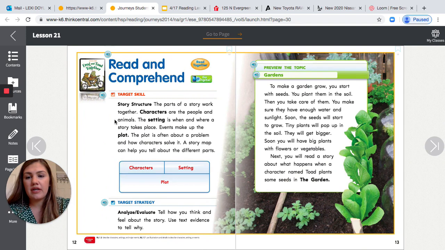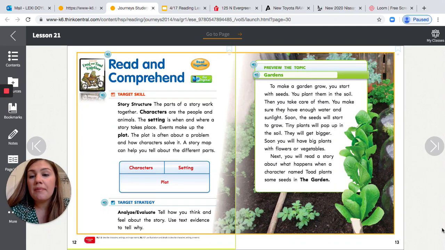Okay, so we're going to go ahead and read this first page, number 12. It says, read and comprehend. Story structure, which is the same thing as story elements, are the parts of a story worked together. Characters are the people and animals. The setting is when and where a story takes place. So those we already know. Now we're going to go ahead and learn about what plot is.